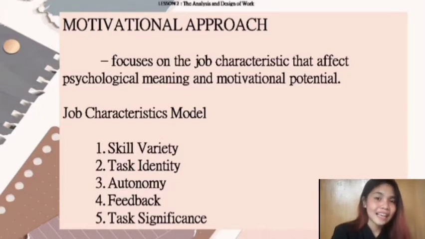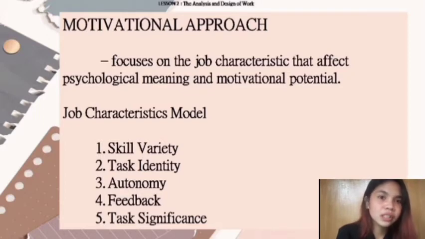Second is task identity, the degree to which a job involves completing a whole identifiable piece of work. Third is autonomy, the degree to which the job permits substantial freedom and discretion to the individual in scheduling the work and in determining the procedures to perform the work. Fourth is feedback. It is the degree to which performing the job requirements results in the individual receiving direct and clear information about the effectiveness of his performance.